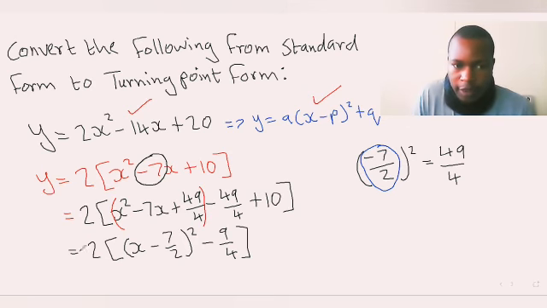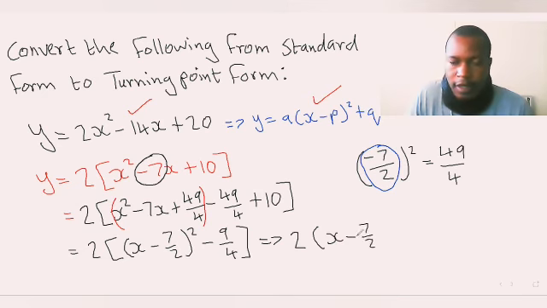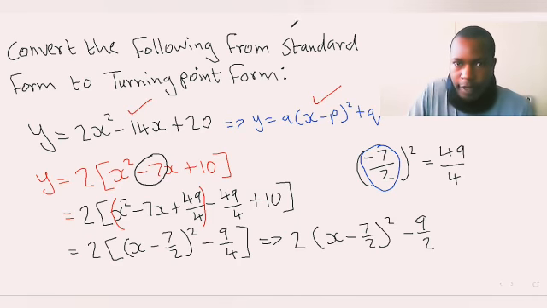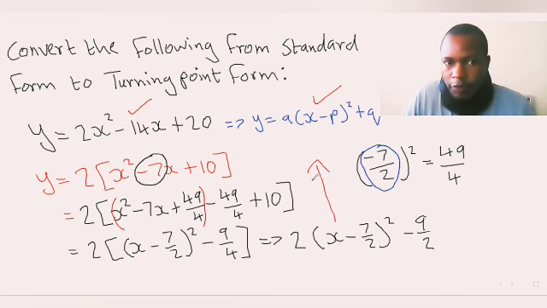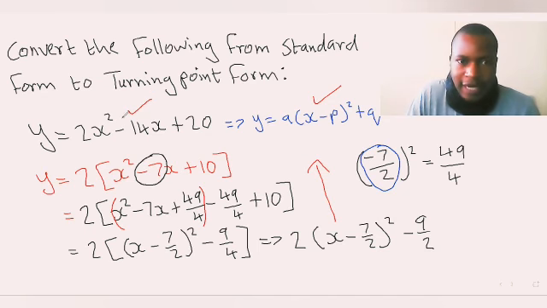Moving forward, you can multiply out with the 2. So you would have 2 bracket x minus 7 divided by 2, squared. And if you multiply the 2 with 9 divided by 4, you should get negative 9 divided by 2. So you would have accomplished what you set out to do, which is to convert from the standard form to the turning point form.